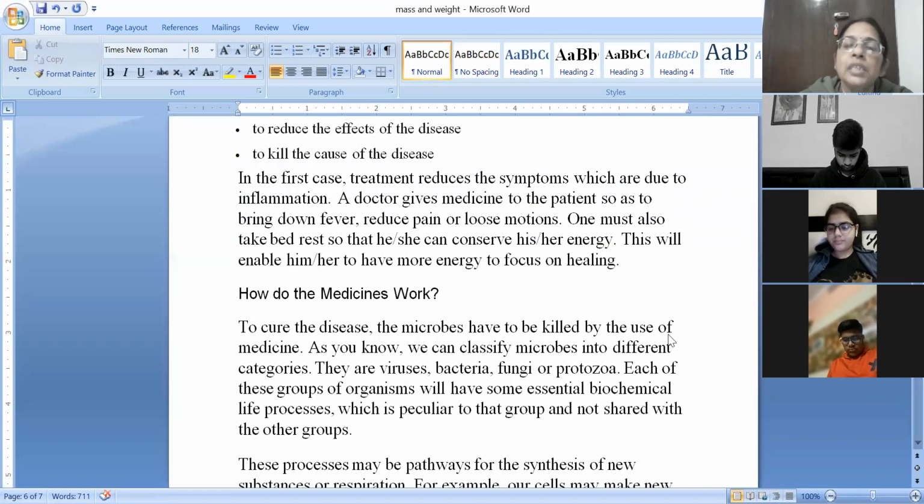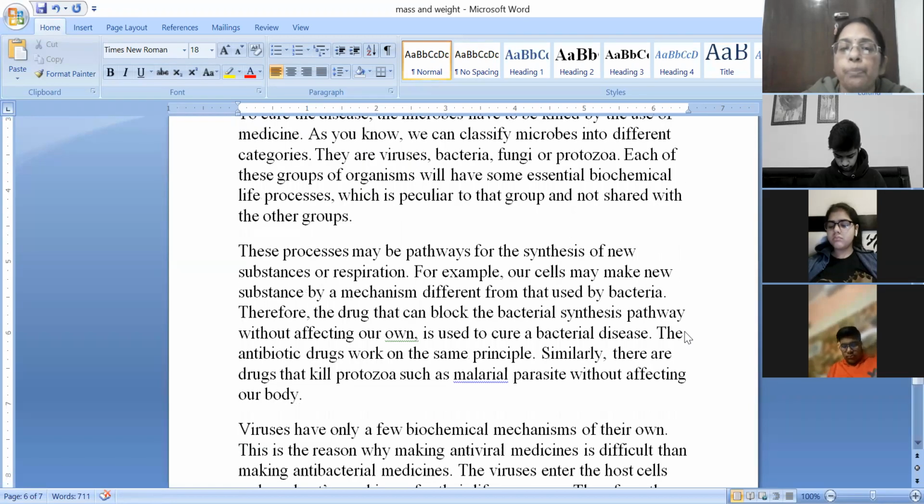How do these medicines work? To cure the disease, the microbes have to be killed by the use of these medicines. As we all know, we can classify the microbes into different categories. They may be viruses, bacteria, fungi, or protozoa. Each of these groups of microorganisms has essential biochemical life processes which are peculiar to that group and not shared with other groups.